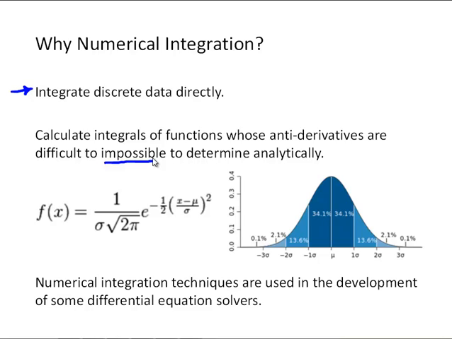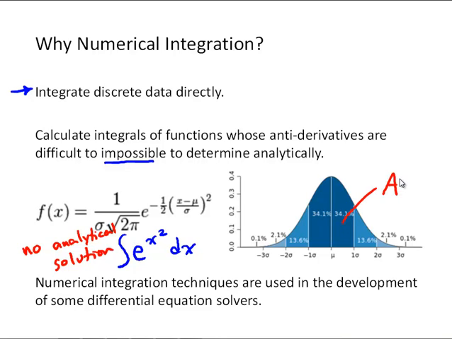Here's an example. This is the function that describes the normal distribution. If you look at it, the main form of this function would be e to the negative x squared. If we tried to take the integral of e to the negative x squared dx, there's no analytical solution. However, the area under this curve is an important statistics measure. That's what gives us the confidence intervals that come from the bell curve Gaussian distribution. So it is a really practical calculation that we know exists, and this needs to be done numerically.